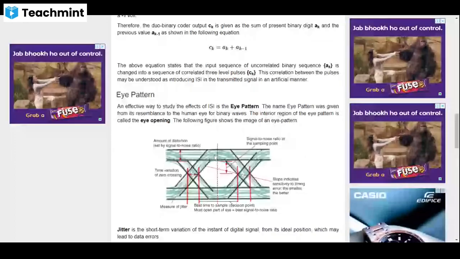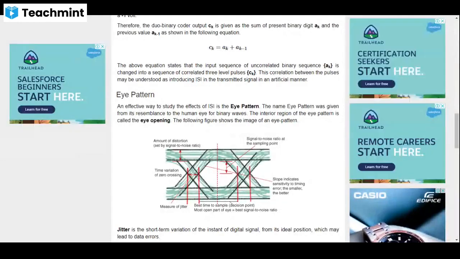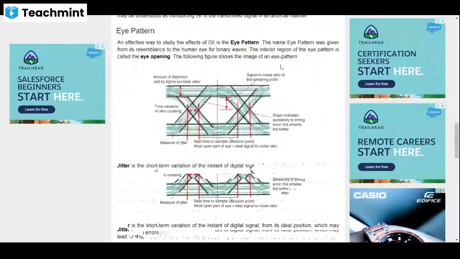Okay. So this is the effective way to study the effect of ISI, the eye pattern. The name eye pattern was given from its resemblance to the human eye for binary waves. The interior region of the eye pattern is called the eye opening, and the following figure shows the image of the eye pattern. So this will be the eye.